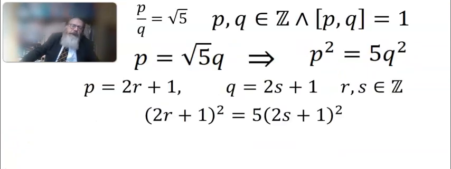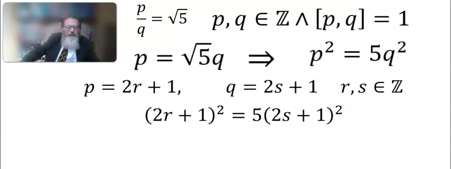So we represent p as 2r plus 1 and q as 2s plus 1, where r and s are members of the integers. And so the statement p squared equals 5q squared becomes the statement (2r plus 1) squared equals 5 times (2s plus 1) squared.